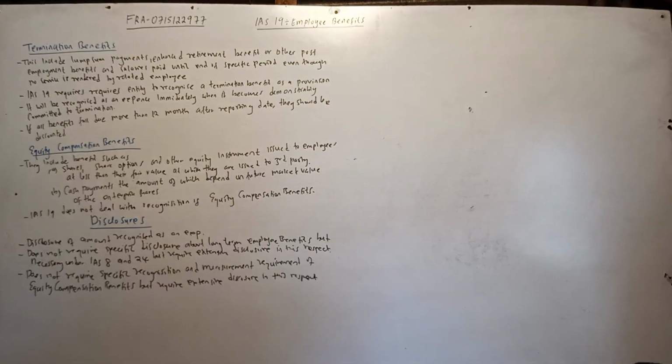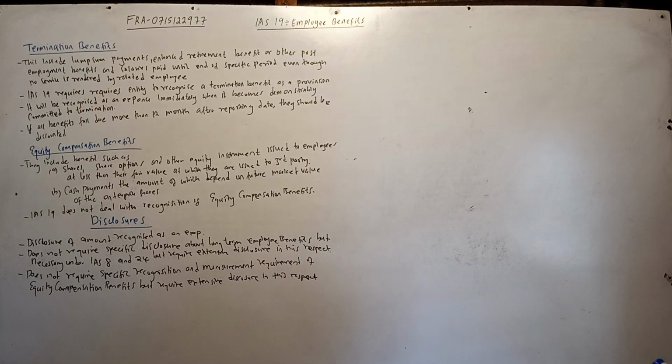Now, termination benefit includes lump sum payments or enhanced retirement benefit or other post-employment benefit and salaries paid until the end of a specific period, even though no service is rendered by the related employee. So that's what we mean by the word termination benefit. Now, IAS 19 requires the entity to recognize a termination benefit as a provision. So in case they ask you to explain the recognition of termination benefit, you say that IAS 19 requires the recognition of termination benefit as a provision.